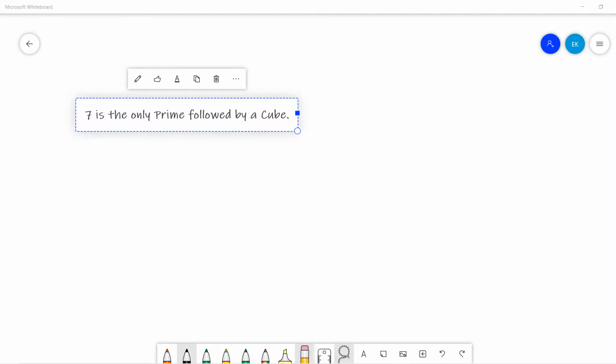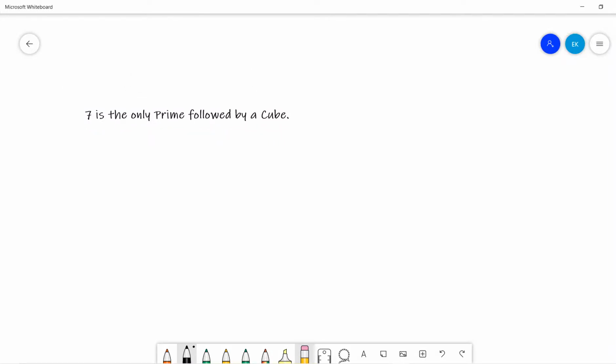Welcome guys. One of my friends told me that 7 is the only prime followed by a cube. Okay, so is this a true fact? In this video, let's first solve it, and then we can ask a more general question.